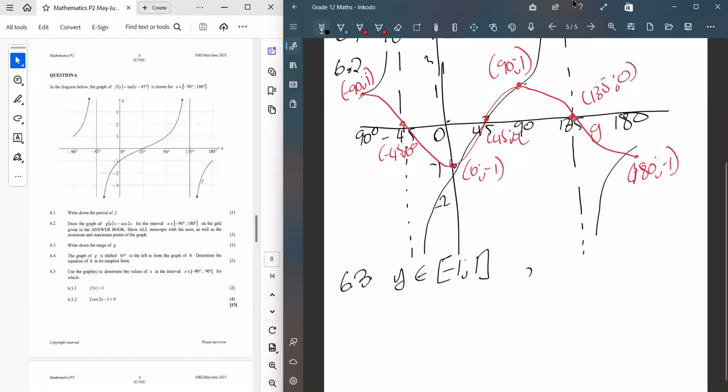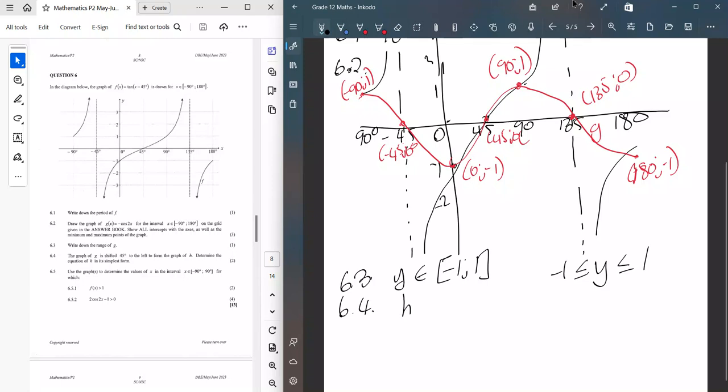There are those that like it in this way, others like it in this way. They say Y is greater or equal to -1, but less or equal to 1. This is the range, right? Range is a Y value. Thank you. 6.4, the graph of G is shifted 45 degrees to the left to form the graph of H.